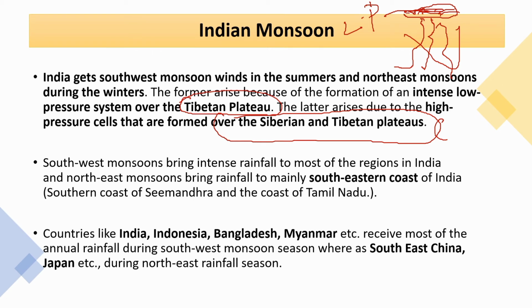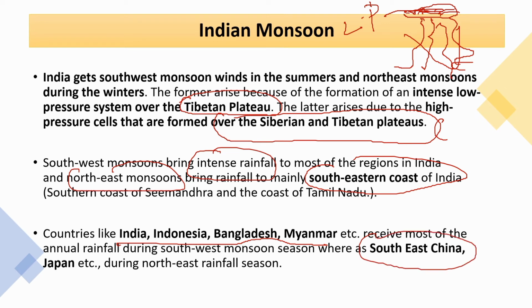The southwest monsoon brings intense rainfall to most of the region of India, and the northeast monsoon brings rainfall mainly to the southeastern coast of India. On its return path also, this monsoon carries some rainfall to some regions. So countries like India, Indonesia, Bangladesh, Myanmar receive most of the annual rainfall during the southwest monsoon, whereas southeast China and Japan receive it during the northeast monsoon. So in the Indian region, the monsoon phenomenon mainly gives more rainfall in the southwest monsoon. At the same time, in China and Japan, it mainly occurs during their northeast retreat of monsoon.